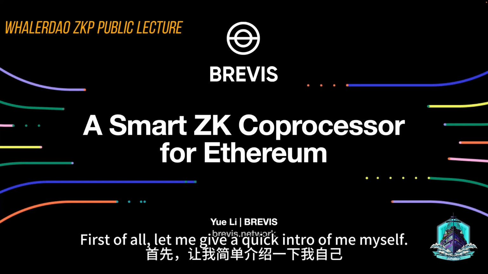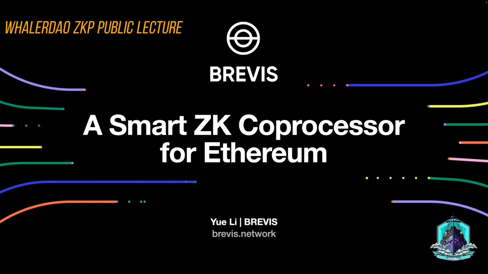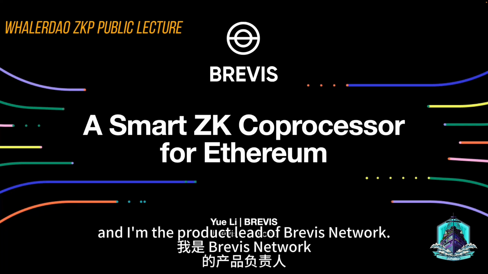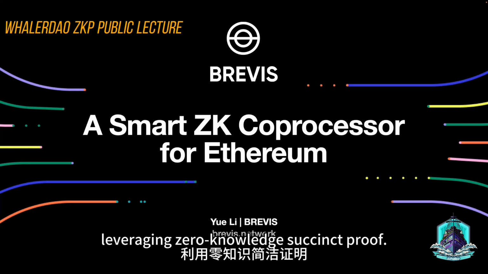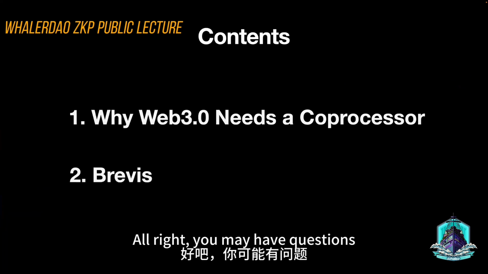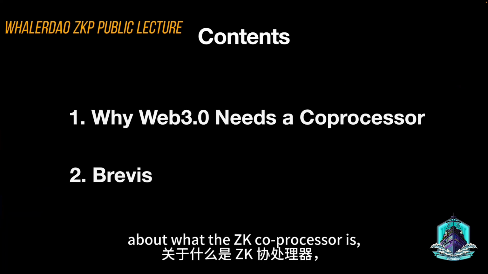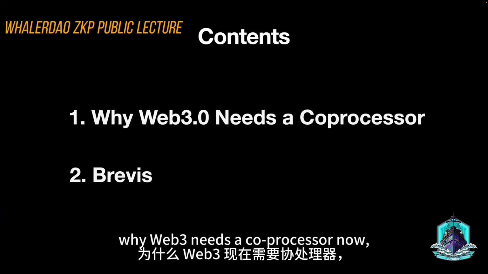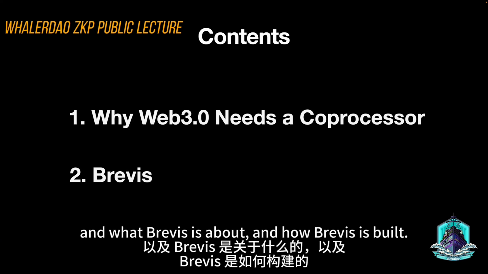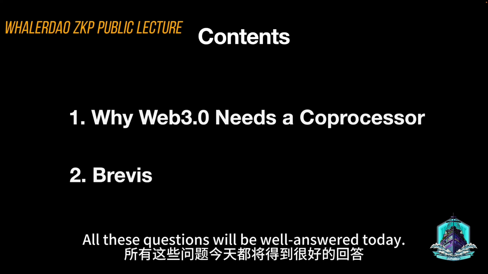First of all, let me give a quick intro of myself. My name is Yue, and I'm the product lead of Brevis network. Brevis is a smart ZK coprocessor for the blockchain, leveraging zero-knowledge succinct proof. You may have questions about what the ZK coprocessor is, why Web3 needs a coprocessor now, what Brevis is about, and how Brevis is built. All these questions will be well answered today.